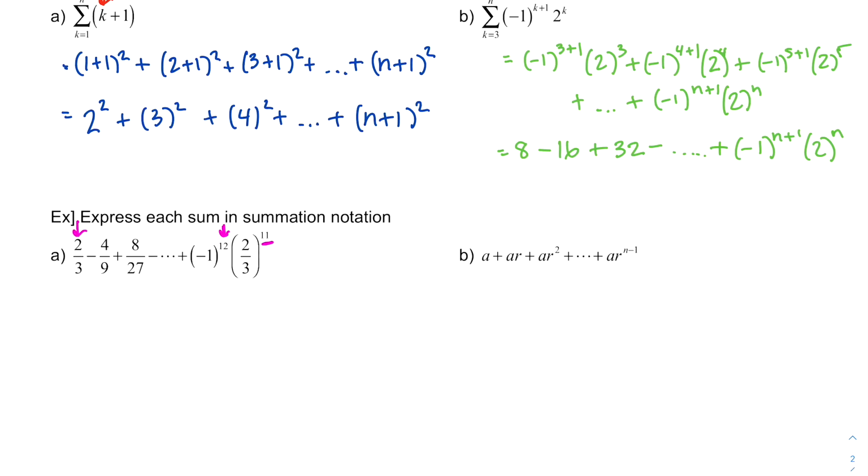I think that works because this first term is positive. So let's go ahead and write it out. It's the sum as k goes from 1 to 11, and then we have negative 1 to the k plus 1 power times 2/3 to the k power. So you have to include this negative 1 factor because of the alternating nature of these terms.